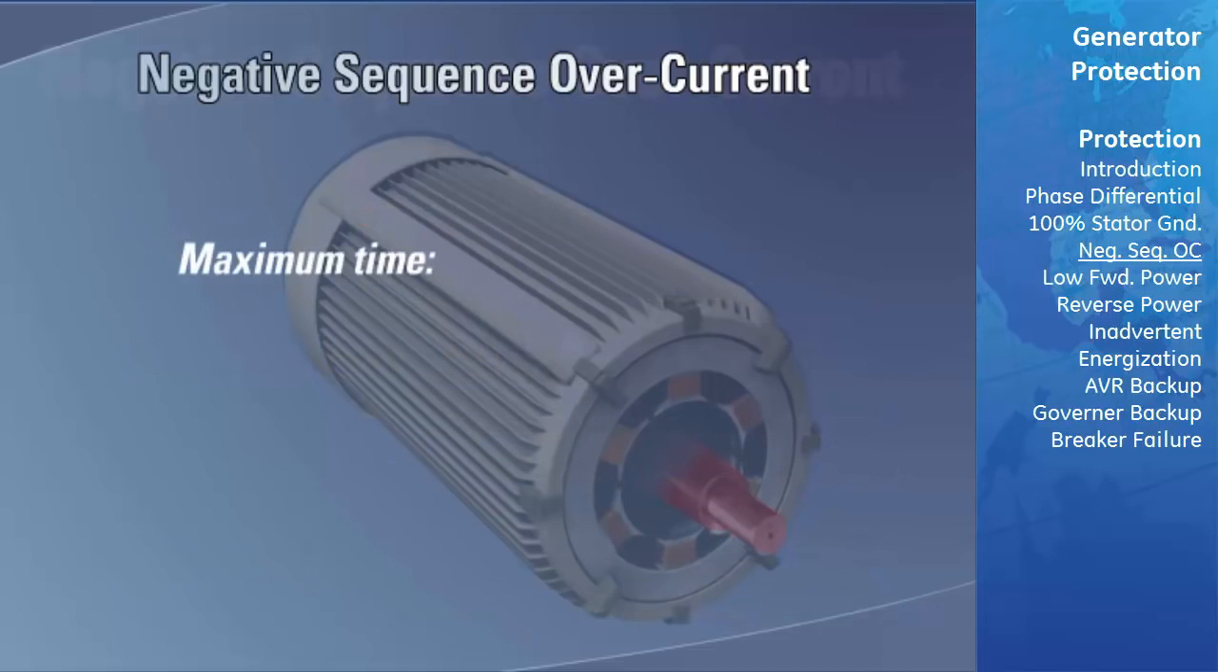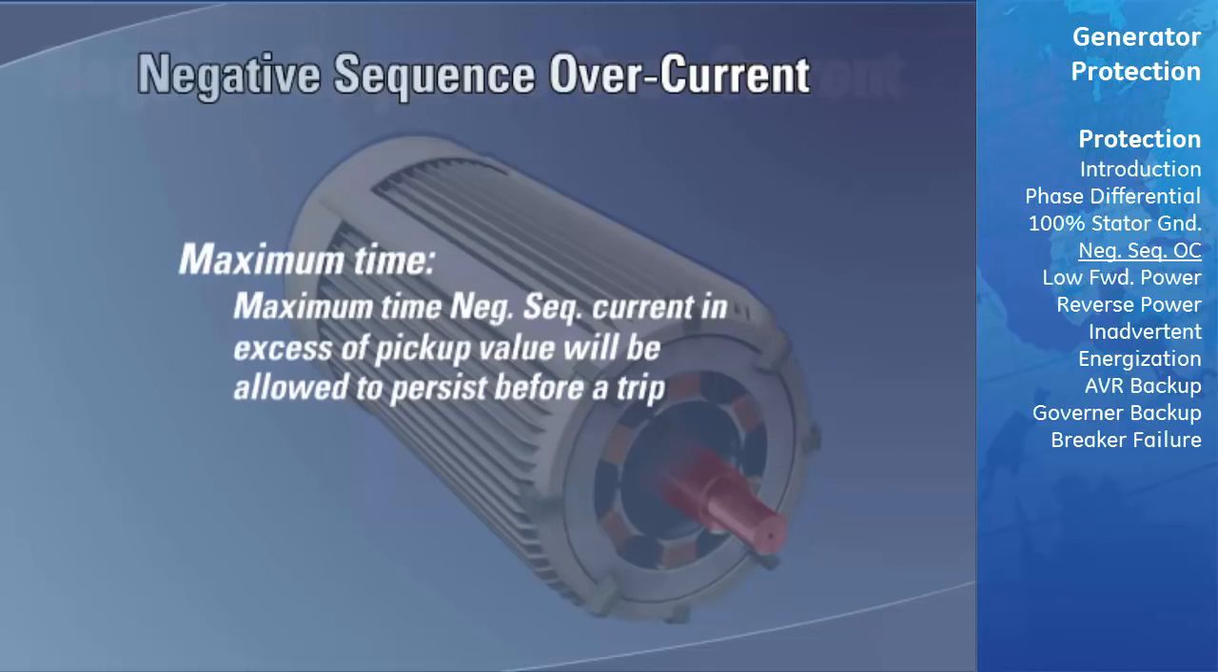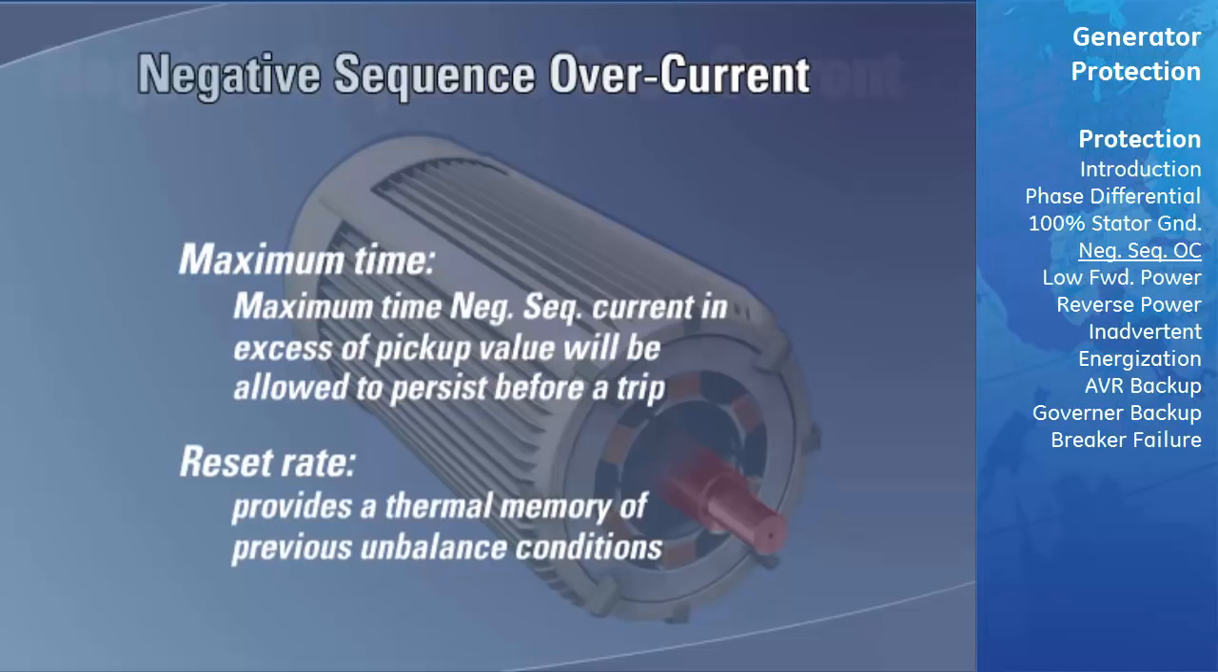Negative sequence overcurrent maximum time defines the maximum time that any value of negative sequence current in excess of the pickup value will be allowed to persist before a trip is issued. The reset rate provides a thermal memory of previous unbalance conditions. It is the linear reset time from the threshold of trip.